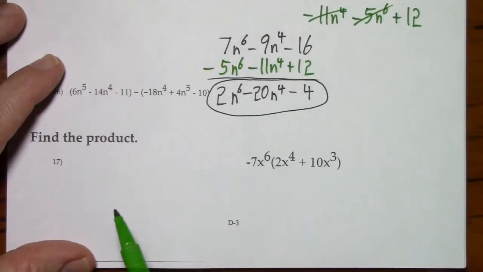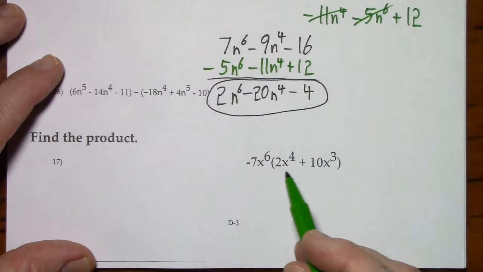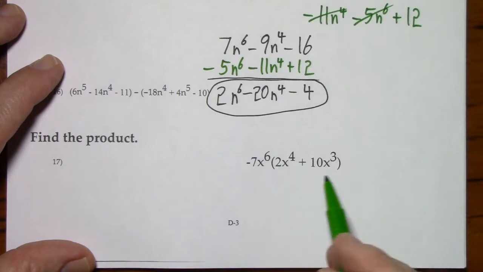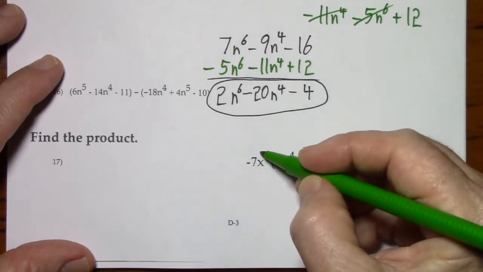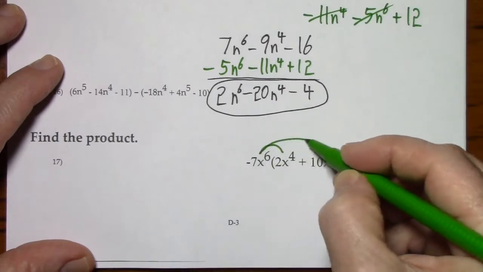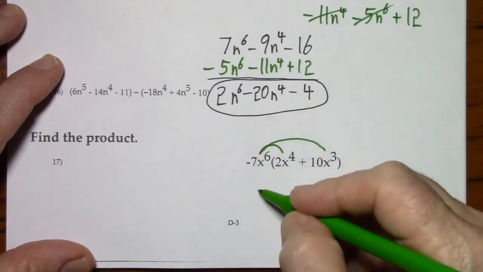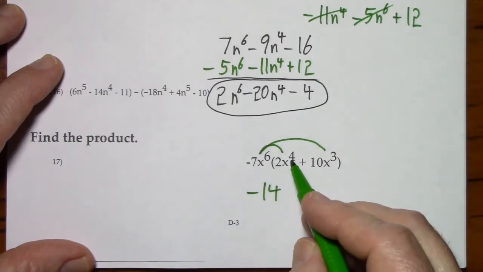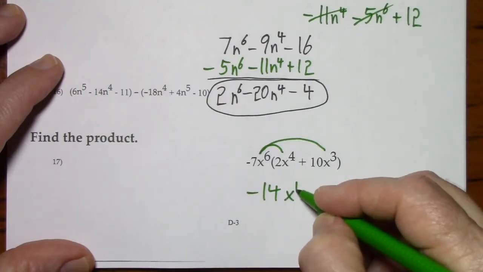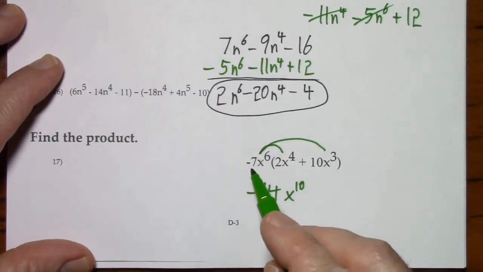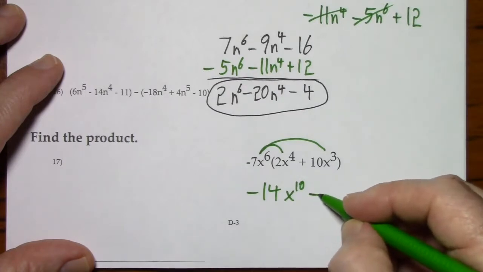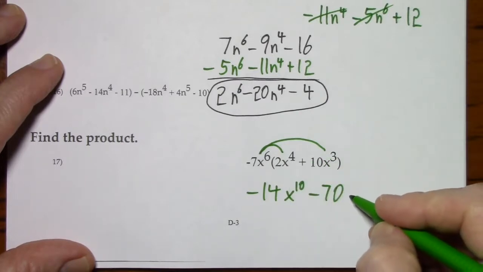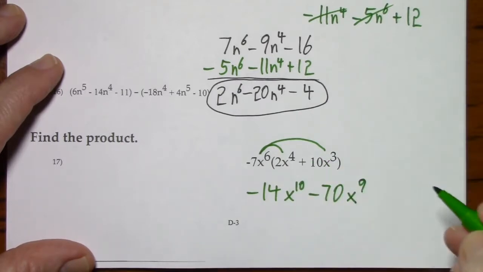So here we're to find the product. Even if they hadn't told us that, we have a term in front of parentheses. There's nothing within here that we can combine. So to get rid of these parentheses, we have to send in negative 7x to the sixth to each term. So this will give us a negative 14x to the sixth times x to the fourth gives x to the 10th. Negative 7 times positive 10, that's negative 70. X to the sixth times x to the third is x to the ninth.